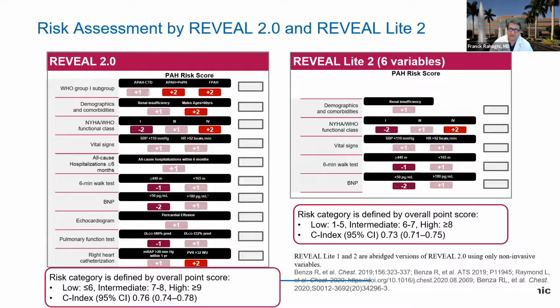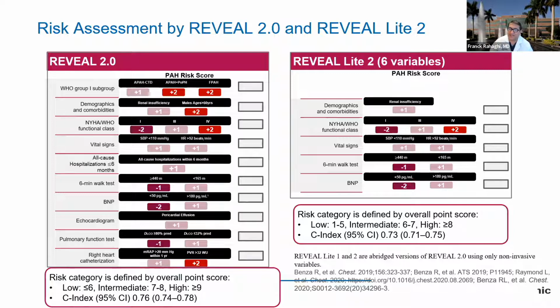not. So the one we use now mostly is REVEAL Lite 2.0, which has 6 variables. Whether your kidney is bad, which has to do with end organ damage, your functional class, your vital signs. If your heartbeat is more than 92, that's bad. If your blood pressure is less than 110, that's bad. If your 6-minute walk test is more than 440, that's good. You lose a point. And if you are less than 165, that's bad. You get a point. Same with BNP, less than 50, you lose 2 points. That's really good. And BNP over 180, you gain a point.